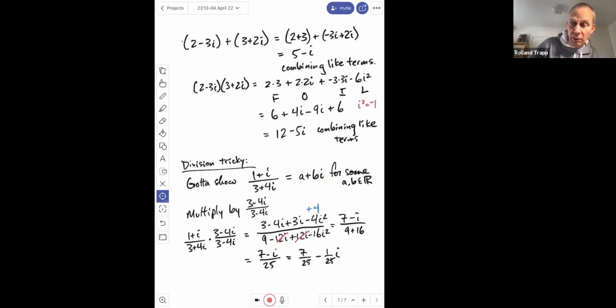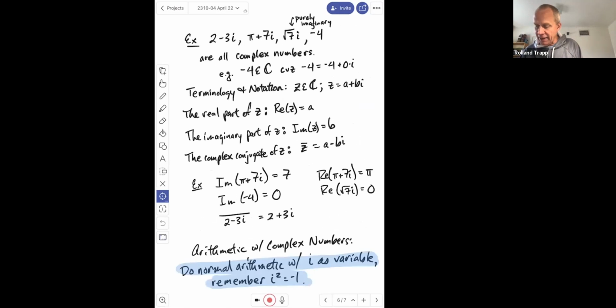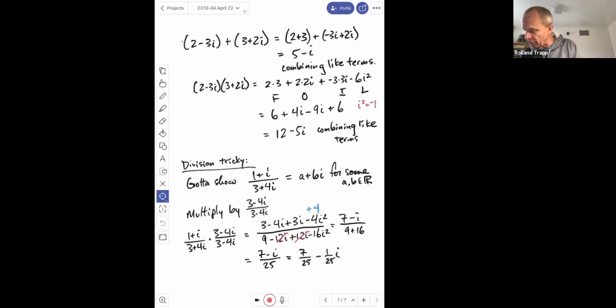That is algebra with complex numbers. Okay, folks. Arithmetic with complex numbers from an algebraic standpoint. So I'm just going to say that complex numbers are ones that look like this. And I'm going to say if I want to do arithmetic, I do it algebraically as if i were a variable. And every time I see an i squared, I turn it into minus 1. Actually, let me do one more example.